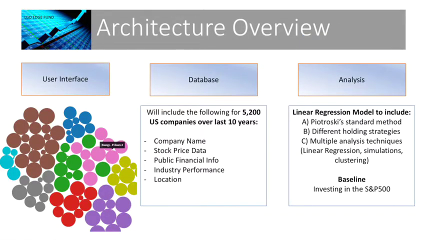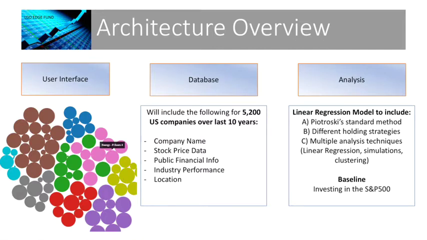Okay, architecture in a large view, what we're doing now. First of all, regarding the user interface, we want to make it easy to use and easy to understand. We're currently using a few things that we've seen in class, and we're looking to develop that further. In the database, we have over 5,200 companies over 10 years. These are just some examples of the columns that we have, a very high-level overview. And the analysis, basically, we broke into three parts.